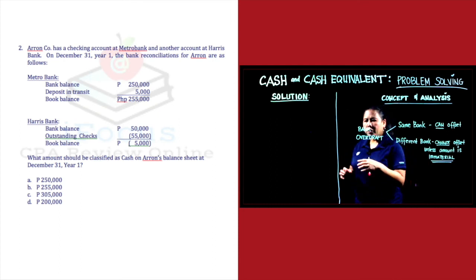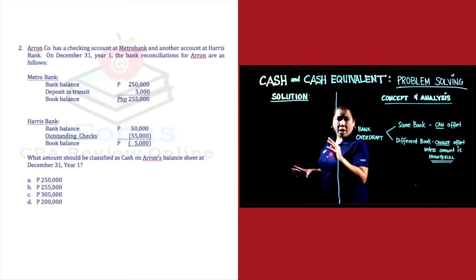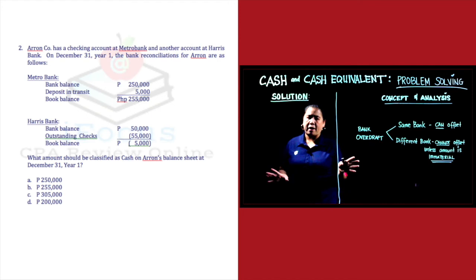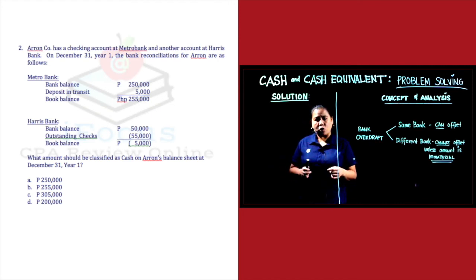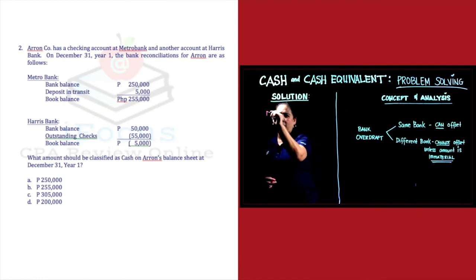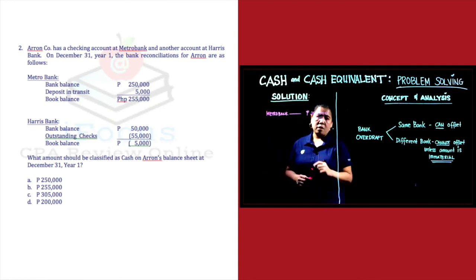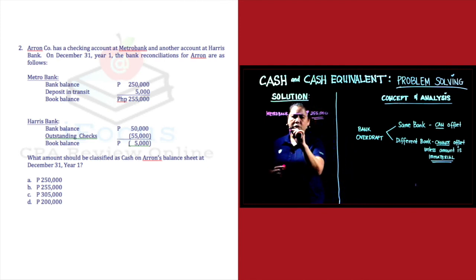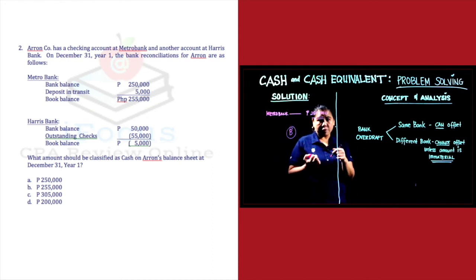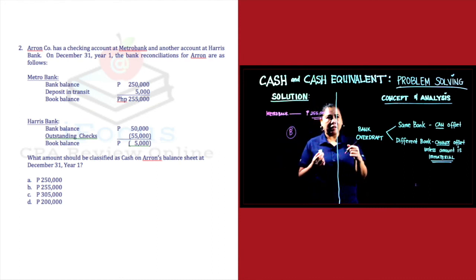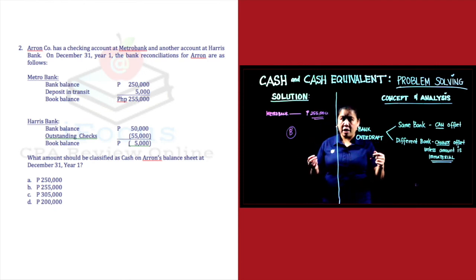So, on this problem, Metrobank and Harris Banks are different bank. So, ang answer natin dito ay 255,000. So, yung kay Metrobank. So, yung kay Metrobank lang ang pwede nating i-classify as a cash. So, our answer is letter B. So, saan natin i-classify yung 5,000 na balance natin sa Harris Bank? That is classified as a current liability. Alright?